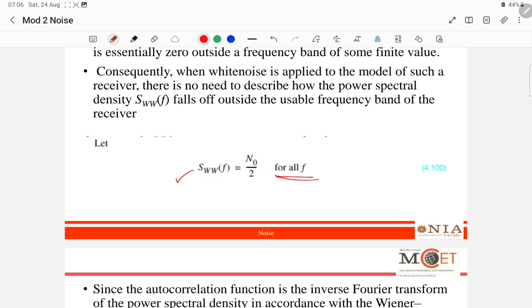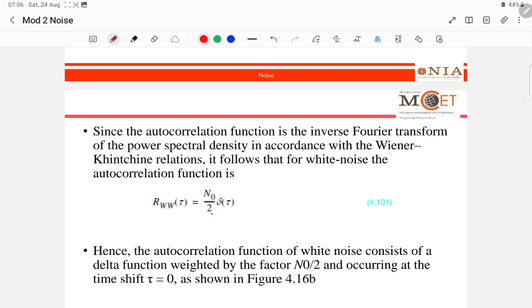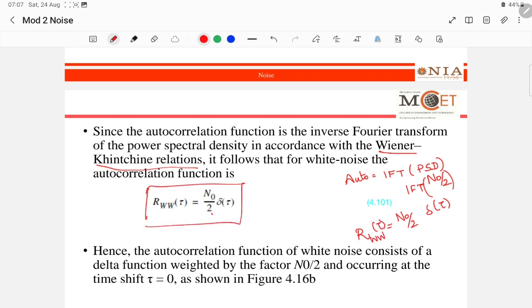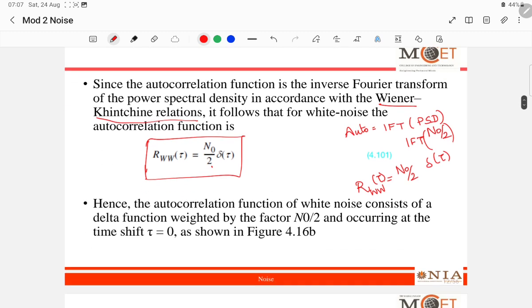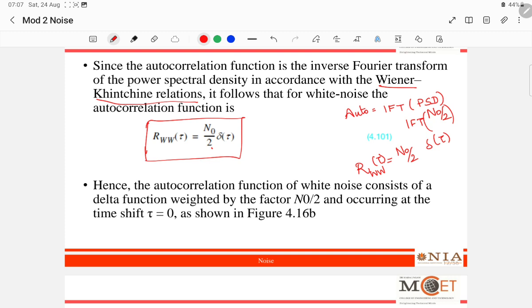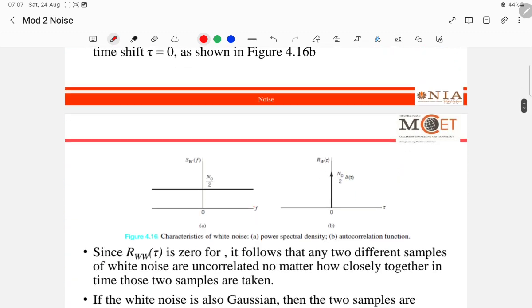Now we need to find the autocorrelation function for this. We already discussed the random process. We have studied the Wiener-Khinchin relations. If you require the autocorrelation function, take the inverse Fourier transform of the power spectral density. That is the concept. You know the power spectral density is N_0 by 2. Take the inverse Fourier transform of that, and you will have N_0 by 2 into delta of tau. This is the autocorrelation function, represented as R_WW of tau equal to N_0 by 2 into delta of tau. It consists of the delta function delta of tau, which is multiplied with the factor N_0 by 2 at tau equal to 0.